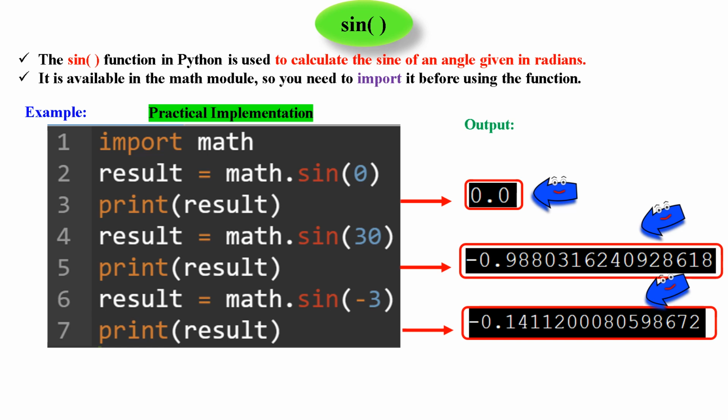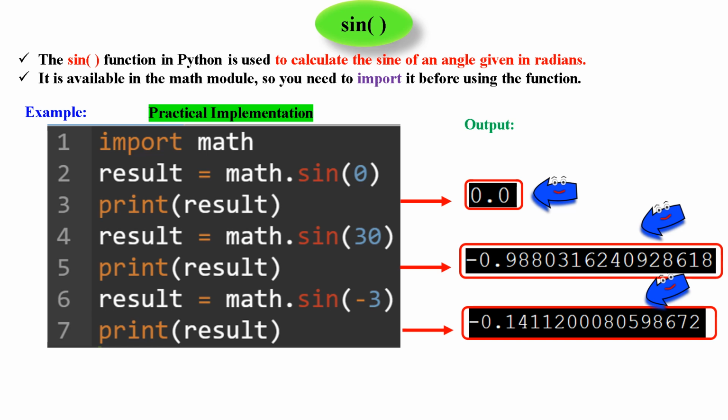In line 4 and 5, we calculate the sine of 30 degrees using math.sin of 30. The argument is in degrees, but the math.sin function expects the angle in radians. So, internally, the value is converted to radians. The result will be minus 0.98803162409286818.